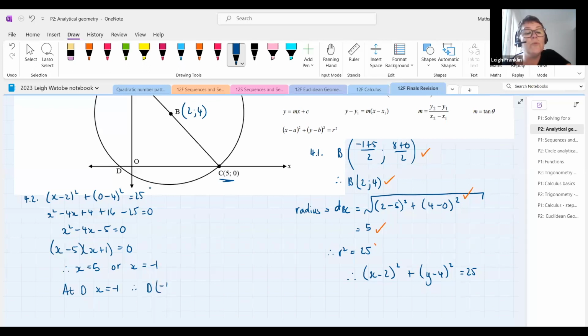So therefore the coordinates at D would be -1 and 0. Well done.